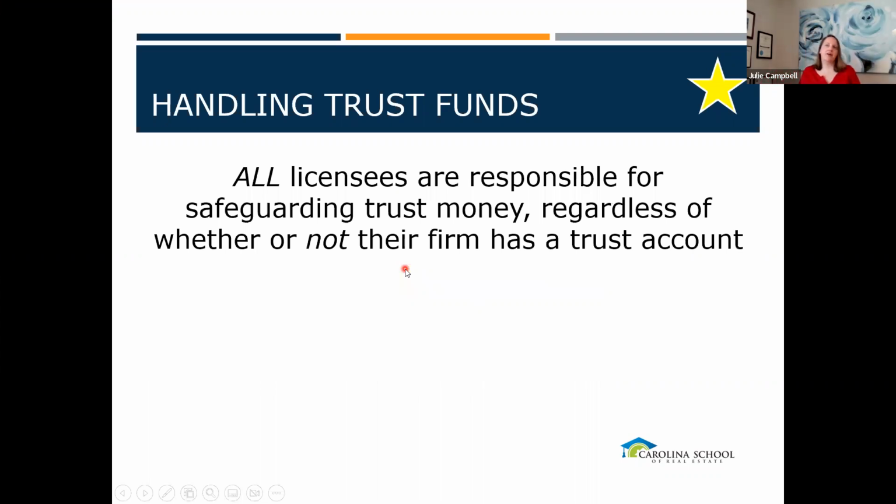The last thing we have to say about the trust account is just a reminder. If it's in your possession, I don't care if your firm has a trust account or not. Somebody else's money is in your possession, you're responsible for it. What's the Real Estate Commission's number one purpose? Protect the public. And when we have the public's money in our hand, we need to treat it, safeguard it for everything we got.